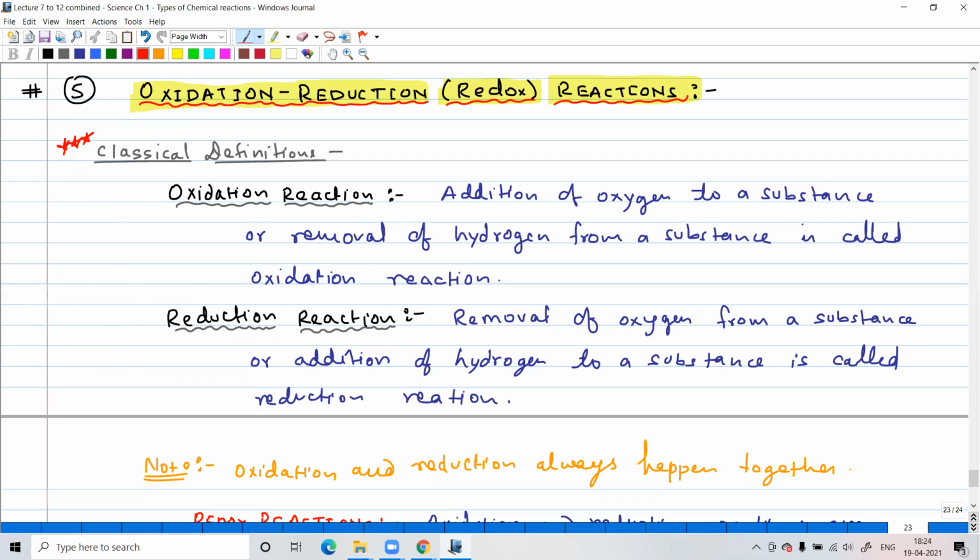Sir, it's not necessary that both should have happened. No, no. Any one thing is happening, then you will call it as that reaction. It's not like both of them has to happen. Either oxygen is getting added or hydrogen is getting removed, you will call it as oxidation. Either oxygen is getting removed or hydrogen is getting added, you will call it as reduction.